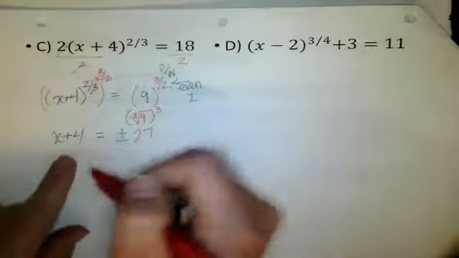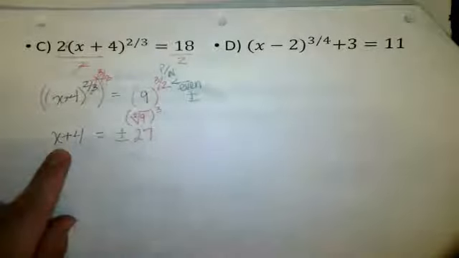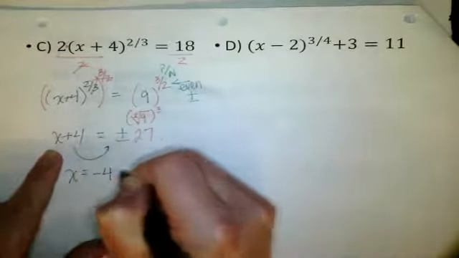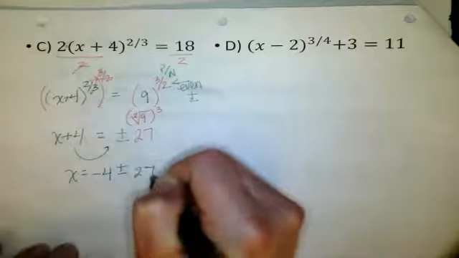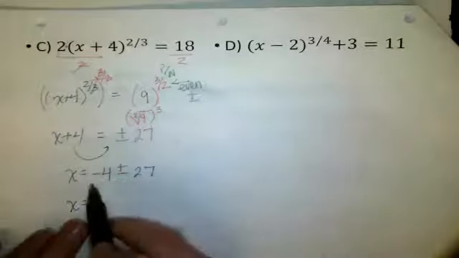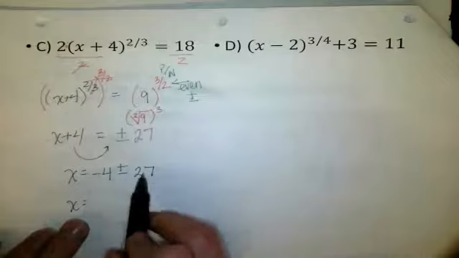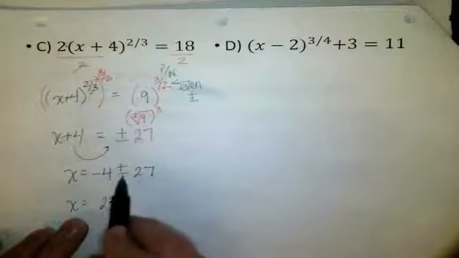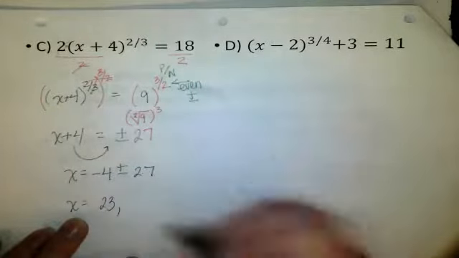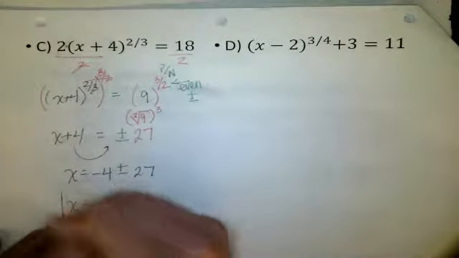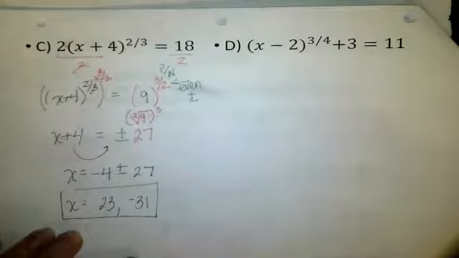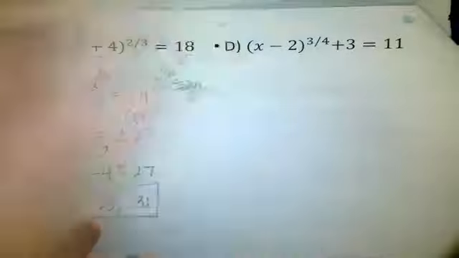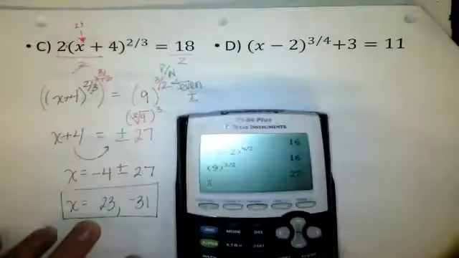It's totally fine. How do we get x by itself? Subtract the 4. So I'm going to move the 4 over by subtracting. So -4 plus or minus 27. -4 plus 27 is 23. -4 minus 27 is -31. 2 possible answers. And again, I'm going to check those answers by dropping it in right here, dropping in 23. And just make sure that it works.